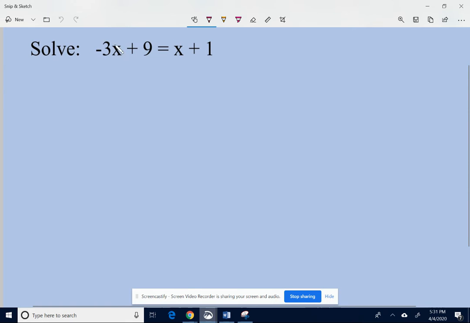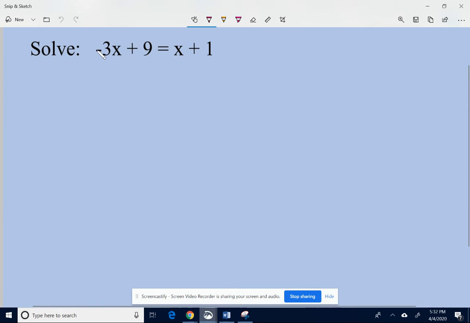Okay, think of it this way. This 3x is being subtracted. At least you could think of it that way, because a negative 3x is basically the same thing as a subtracted 3x. This x is being added because there's no subtraction in front of it, so that means it's an added x. So just decide which one you want to get rid of.